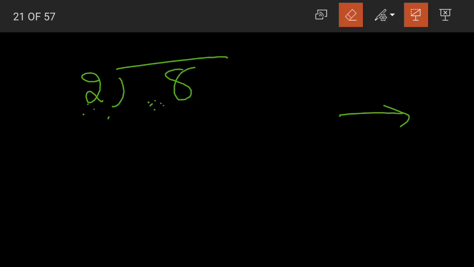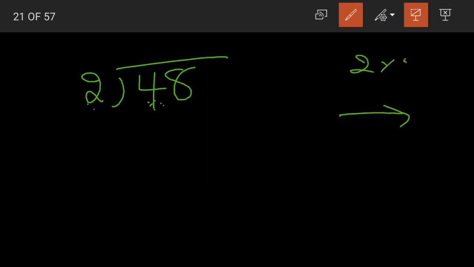If this was 18, children, and we take only 1, 1 is less than our divisor 2, so we cannot divide 1 by 2. So what will we do? We'll take both the digits together. But here we have 48, and 4 is greater than our divisor. So we'll divide only 4 first.